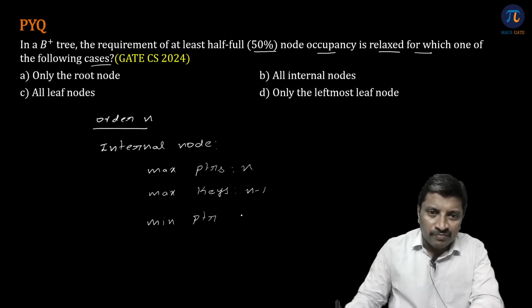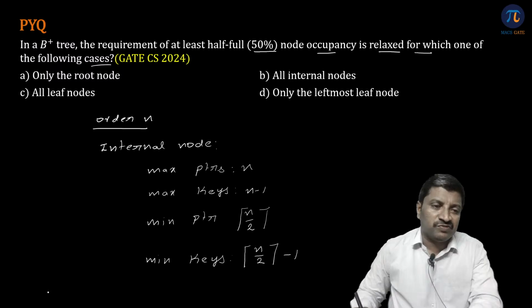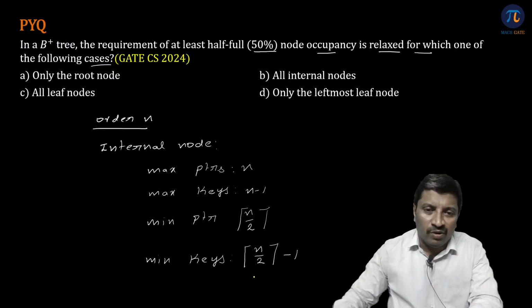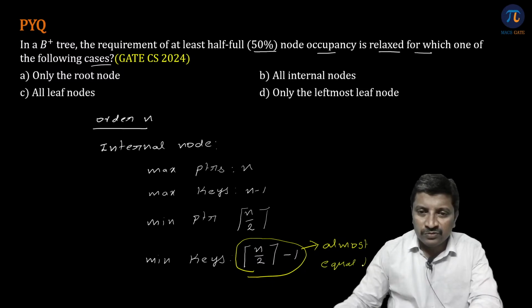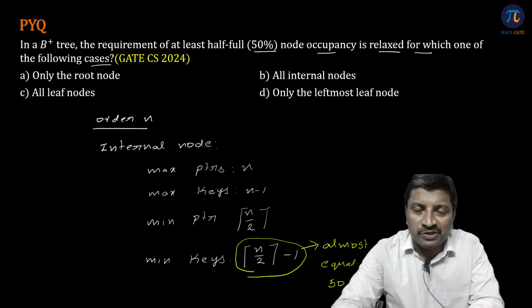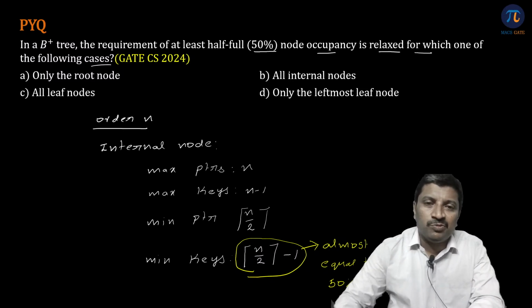What about minimum? Minimum pointers will be n by 2 ceil. What about minimum number of keys? That is n by 2 minus 1. So in every node, I need to have at least n by 2 minus 1. This is roughly equal to 50%. So every node should have minimum of 50% of values in that particular node. Okay, so that is about internal node.